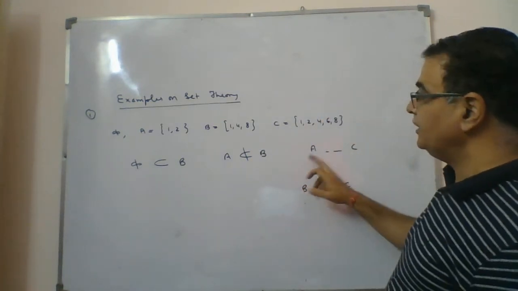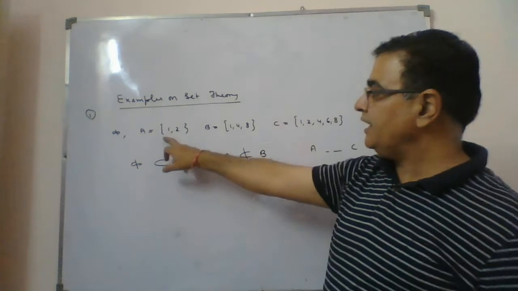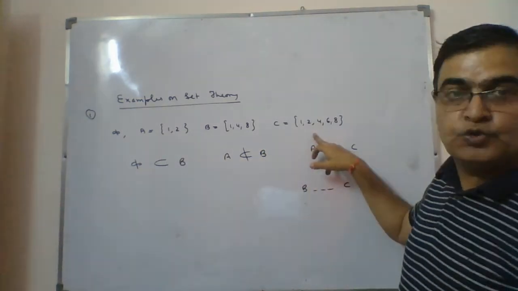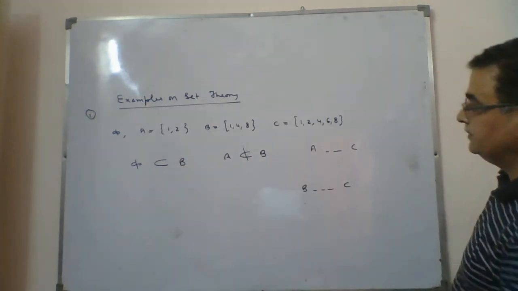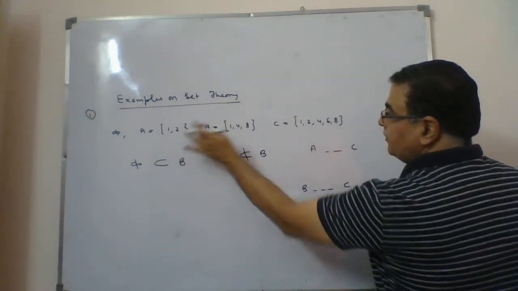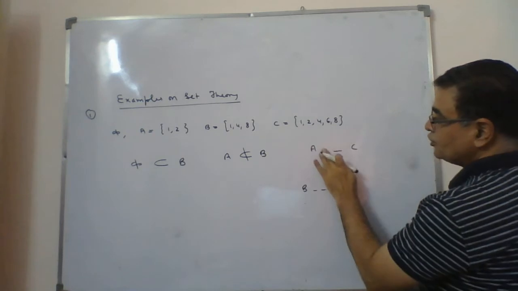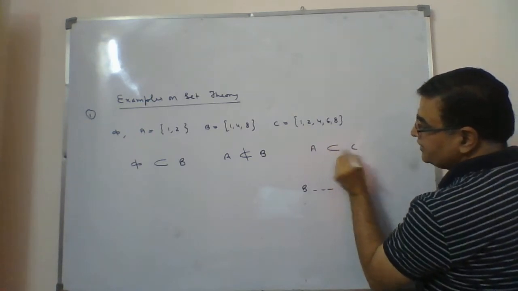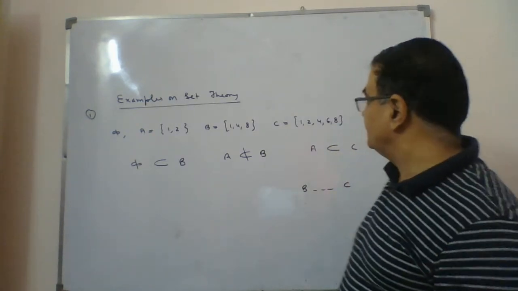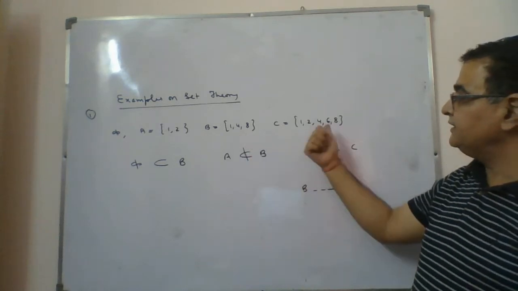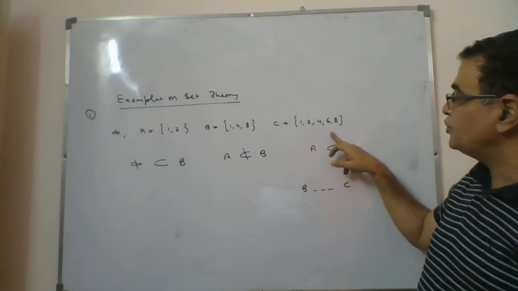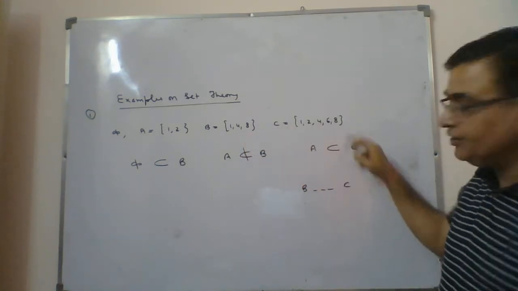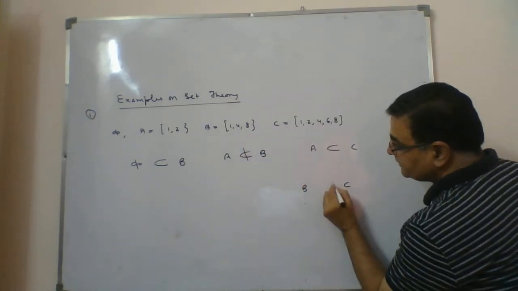Then we go between A and C. What do you say? A is 1, 2 and C is 1, 2, 4, 6, 8. What should you say about these two? Yes, A is completely present in C, so I should say A will be a subset of C. Same way we go for B and C. What about B and C? 1, 4, 8 is here, and C is 1, 2, 4, 6, 8. It is completely present here, so we will say B is a subset of C.